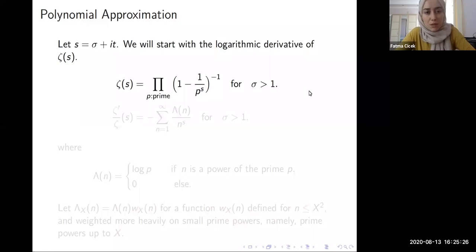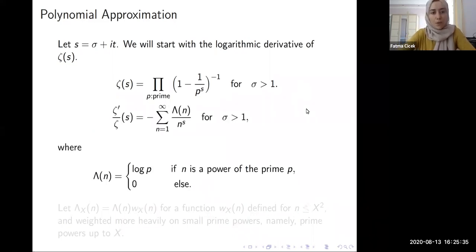So remember the Euler product of the zeta function, but this is true in the half plane when sigma, or the real part of s, is bigger than 1. And when you take the logarithm of this, of course, you will encounter a sum. And then when you take the derivative of that sum, you will find a Dirichlet series that looks like this. So this coefficient lambda n is the von Mangoldt function. That function will give you 0 when n is not a power of a prime.